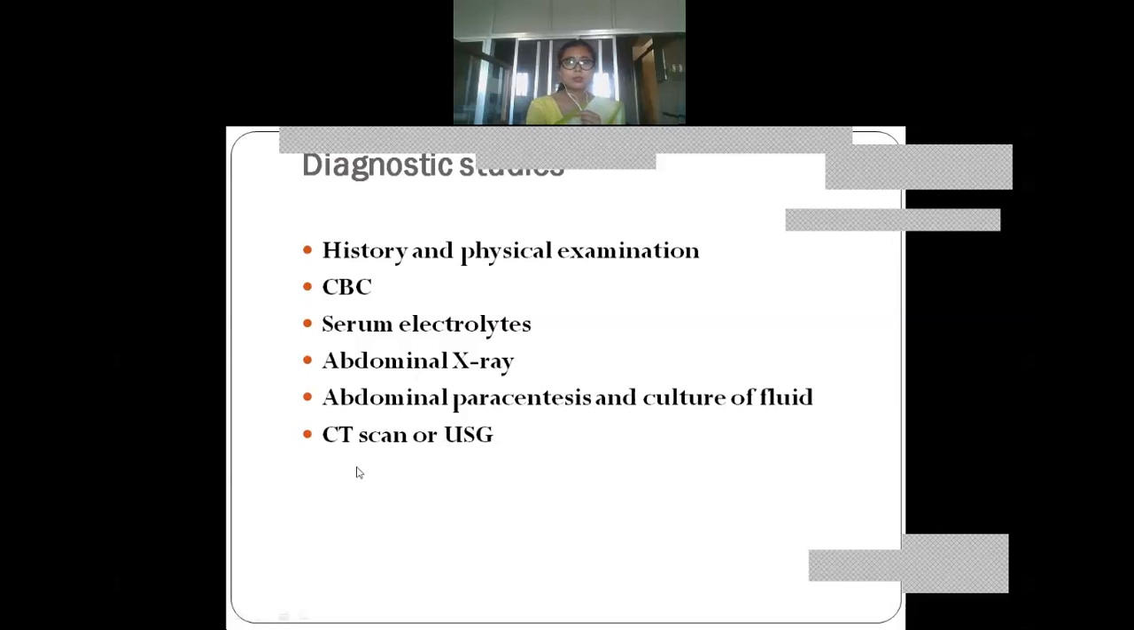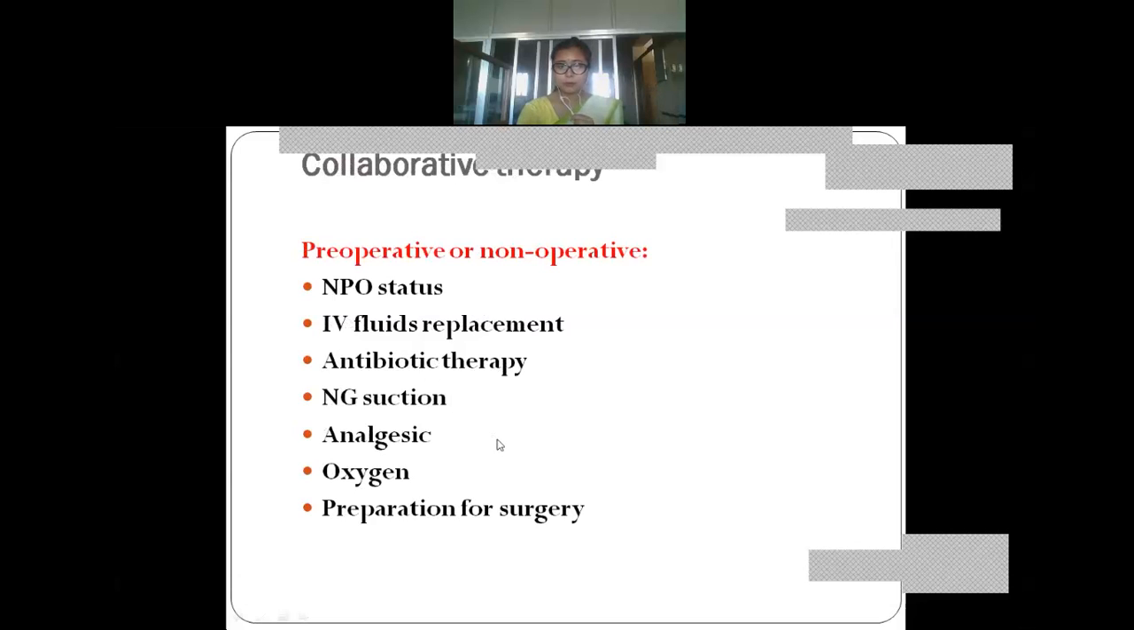CT means computed tomography. This is a kind of X-ray where you will get a 3D picture of the organ. So all this can be done to see all the abdominal organs, as well as the peritoneum.